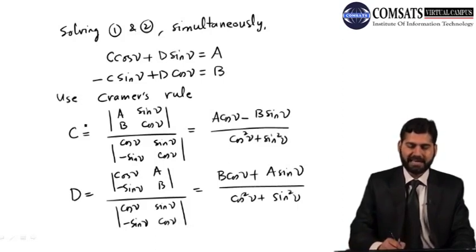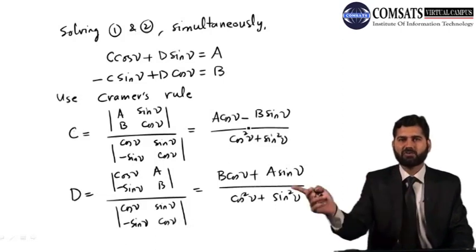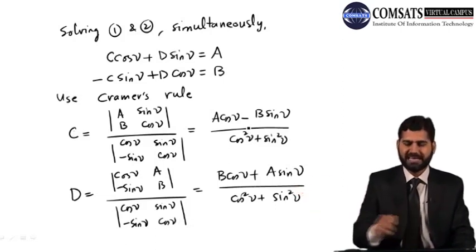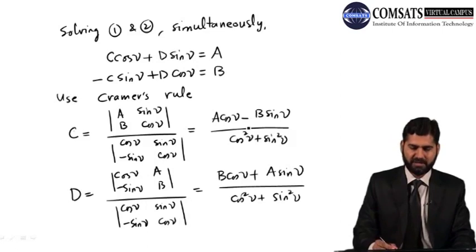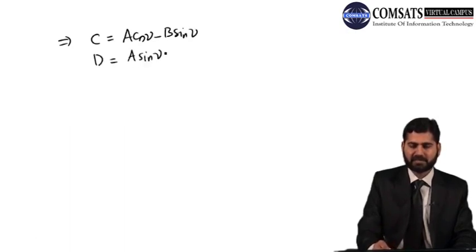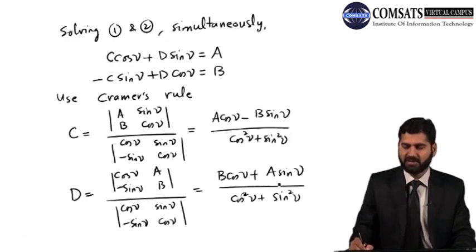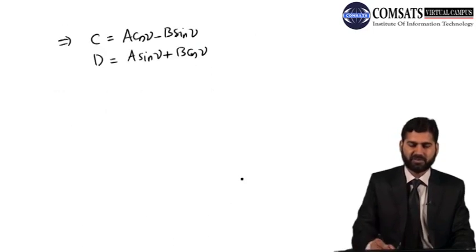Right, so I got C and D in terms of A, B, and that's what we wanted, because from 4 unknowns we have to go to the 2 unknowns. So C and D are expressed in A and B. All right, so this implies that your C is A cos nu minus B sine nu, and D is A sine nu plus B cos nu. So this is what you get. This is your C and D.